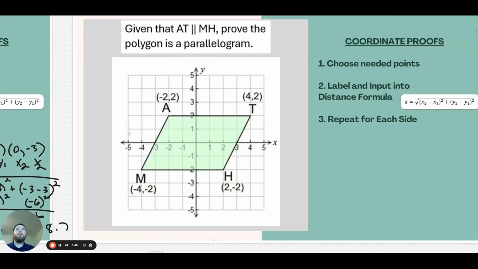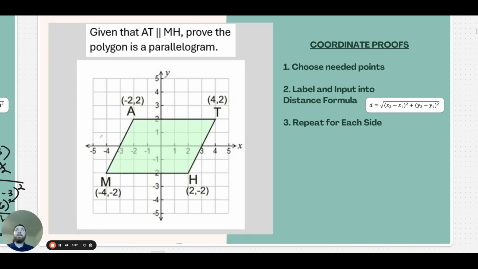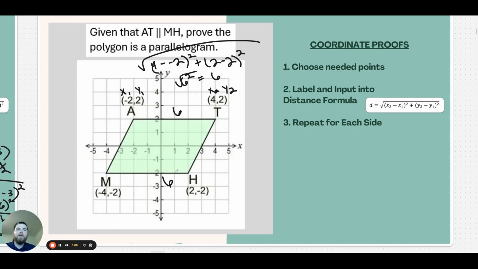So let's jump over here. On this one, we know that AT is parallel to MH. We need to prove that this polygon is a parallelogram. Well, to prove it, we're going to plug this into the distance formula. I'm going to do an abbreviated version of this just because I'm running out of time here. But you can see, label your points. So I've got x1, y1, x2, y2, plug them in, and I get the square root of 36, or 6. So this side is 6 and this side is 6. And since I have one set of parallel and congruent sides, that's enough to prove that it's a parallelogram.